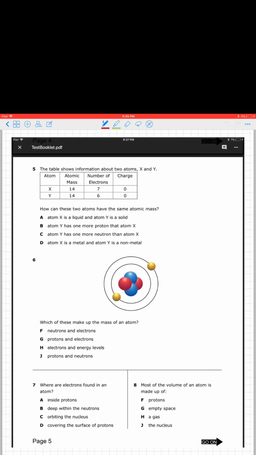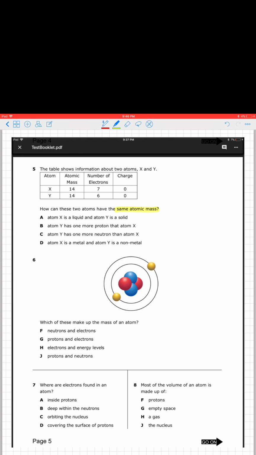All right, number 5. This one was really tricky. This was multiple steps, and so I know that we kind of got a little confused on this one, so we're going to walk through it right now. So number 5 says the table shows information about 2 atoms, X and Y. How can these 2 atoms have the same atomic mass?